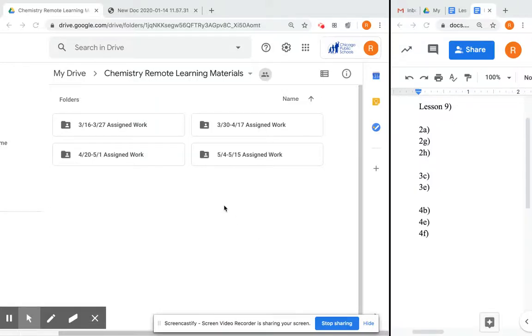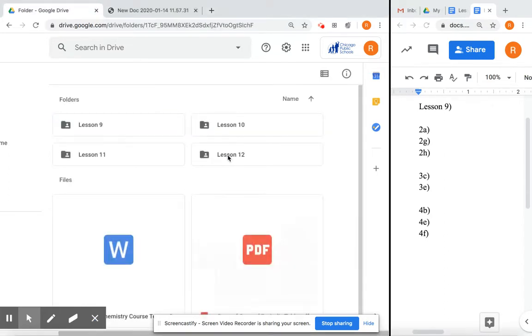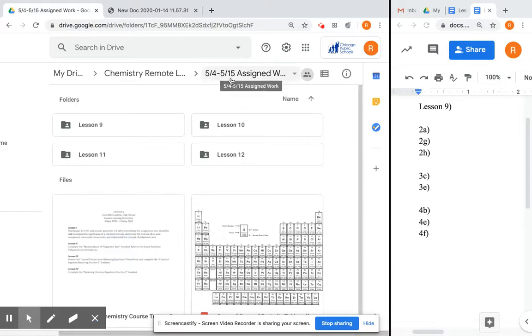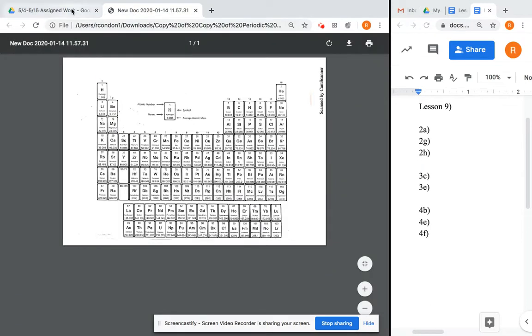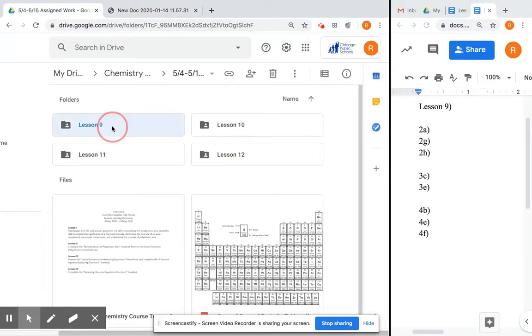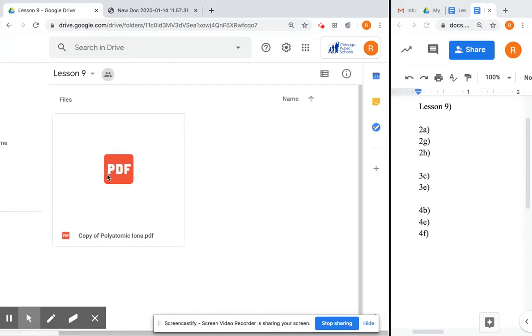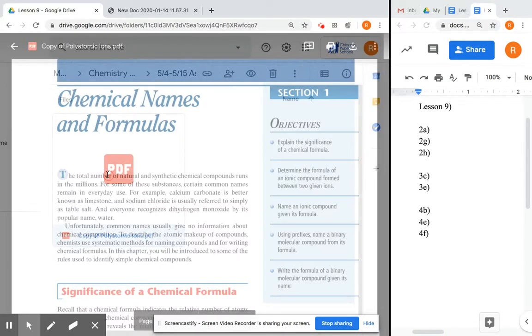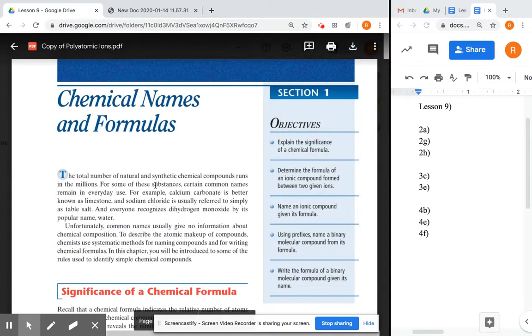Hey everybody, I wanted to go through a little bit of lesson 9 and give you a couple examples on how to get started on a few of those problems. We're going to find that in the Chemistry Remote Learning Materials folder, going into the tab for this week. It's going to be 5.4 to 5.15 assigned work, and then you're going to find the periodic table. I already downloaded that, so we can use that as a resource, and then you're going to click into lesson 9. Lesson 9 is a chapter about chemical names and formulas, if this loads correctly.